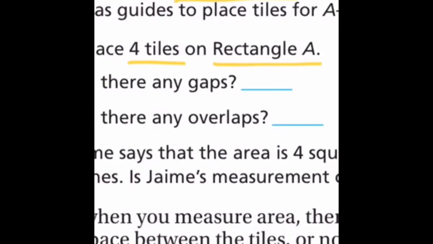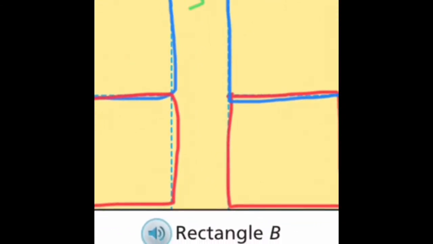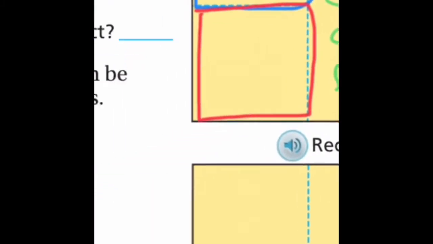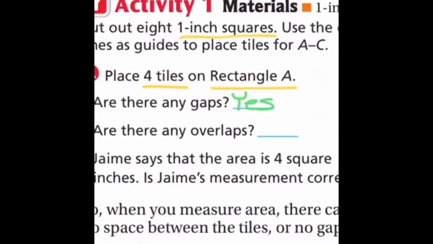It says, are there any gaps? So if we look over here, I can see there's a big gap right here that didn't get covered up at all, and then there's another gap right here that also did not get covered up. So are there any gaps? We need to say or write yes.